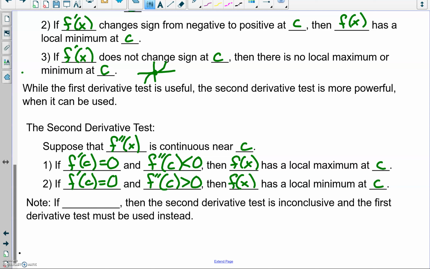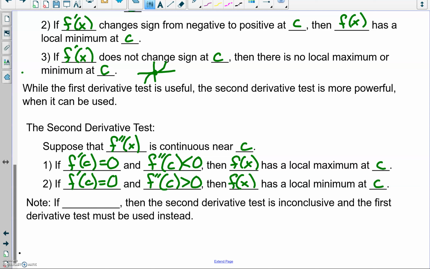So with this test, if you can apply it, you don't have to check for the sign change on the f prime. You just need to go to f double prime, and if it's less than 0, then you know that f prime changed from positive to negative. And similarly, if f double prime is greater than 0, then you know that f prime changed from negative to positive at that c. So really useful. You don't have to worry about a sign chart if the second derivative test can be applied.